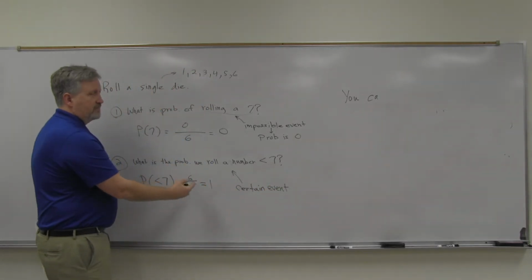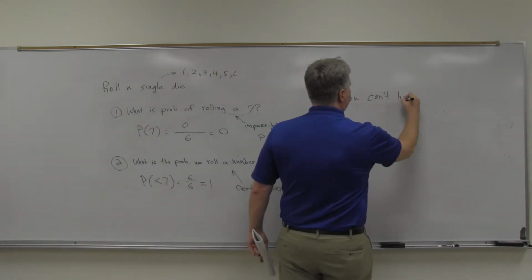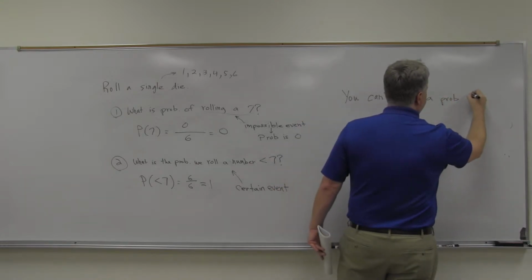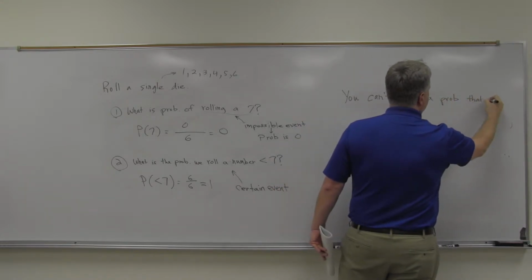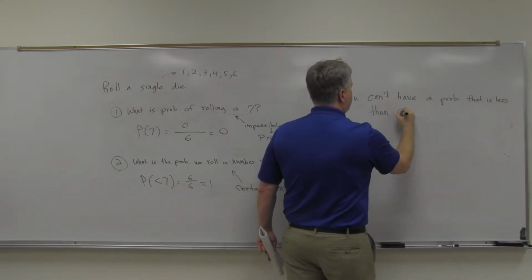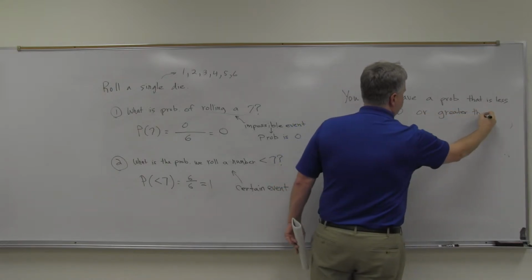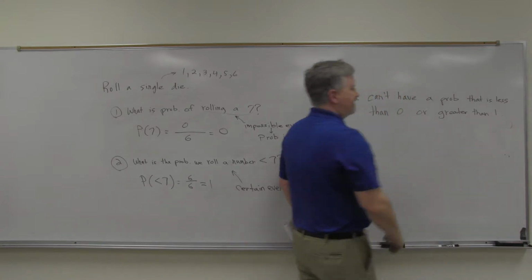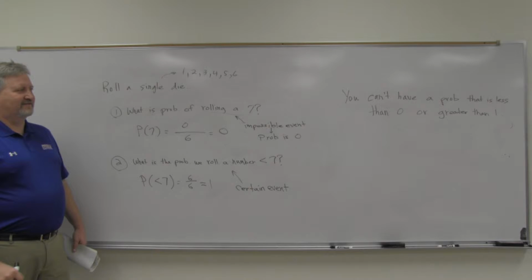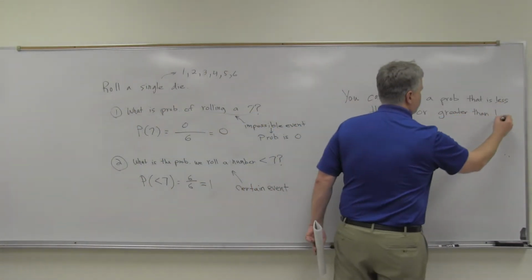In a certain event, the probability is always 1 or 100%. So you can't have a probability that is less than 0 or greater than 1. So if you've got a probability that's outside of those ranges, the probability is not correct. Okay, because you can't have a probability less than 0 or greater than 1.